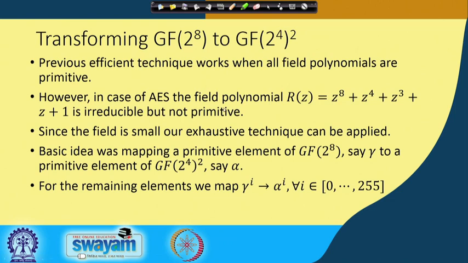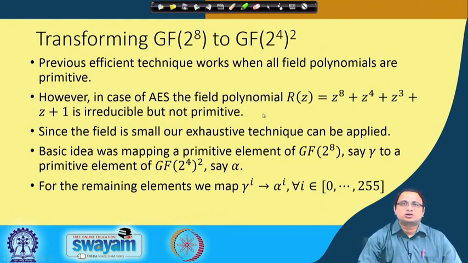In that case, the field polynomials were assumed to be primitive polynomials, but note that in case of AES, the polynomial R z, which is equal to z power of 8 plus z power of 4 plus z power of 3 plus z plus 1, is irreducible, but is not primitive. So, we do not directly apply that technique, but rather since the field is small, we can do an exhaustive analysis. What we can do is take the primitive element of GF to the power of 8, say gamma, and map it to a primitive element of GF to the power of 4 square, say alpha. For all the 256 values from 0 to 255, I just do this mapping gamma power of i to alpha power of i and get a mapping.